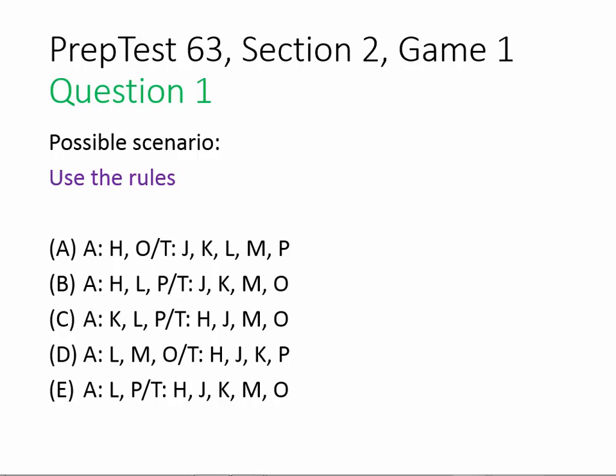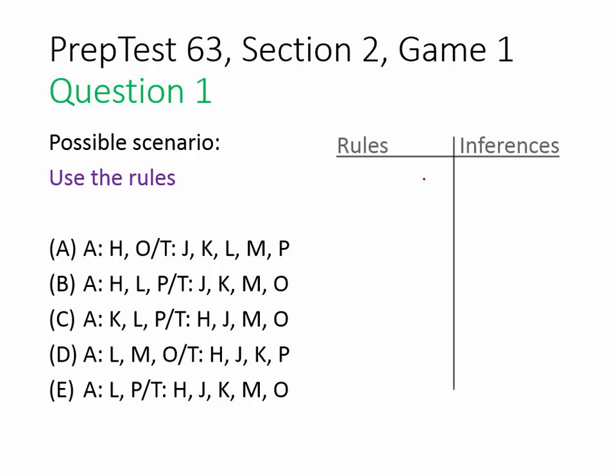So, just to get our answer choices and our rules up on the screen here, we will remember that L has to be in the appellate court, that K has to be in the trial court, and that H and P can never be in the same court as one another. So let's start with our first rule here. L is in the appellate court.